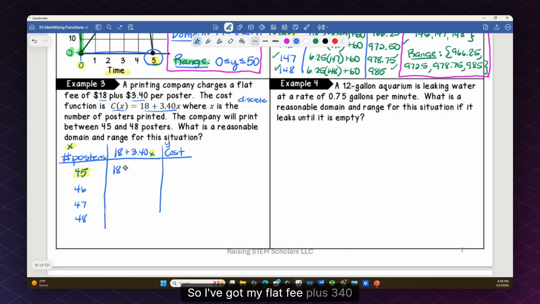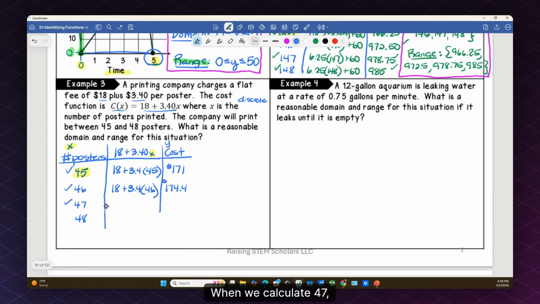So I've got my flat fee plus 3.40 times 45. And I did the math ahead of time. That is going to give me $171. I put a dollar sign here because I wanted you to see these numbers mean something. The next one, so we did the 45, we can do it for 46. 18 plus 3.40 times 46. When you calculate that, that's $174.40. Again, that's a dollar amount.